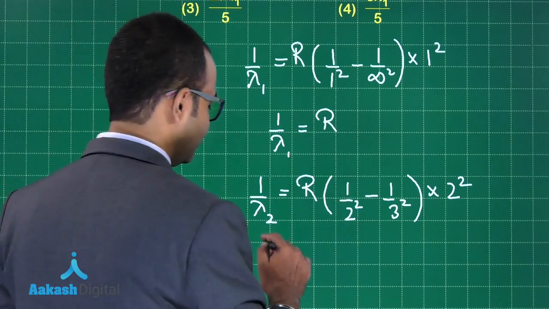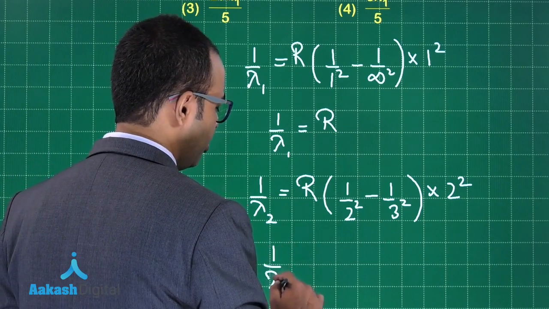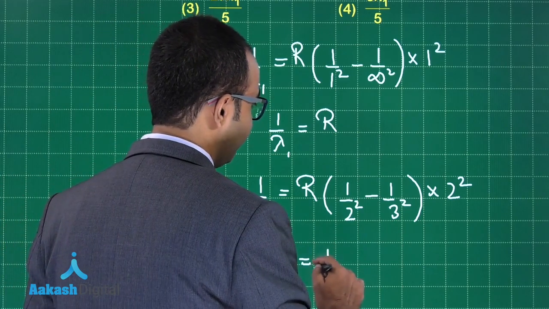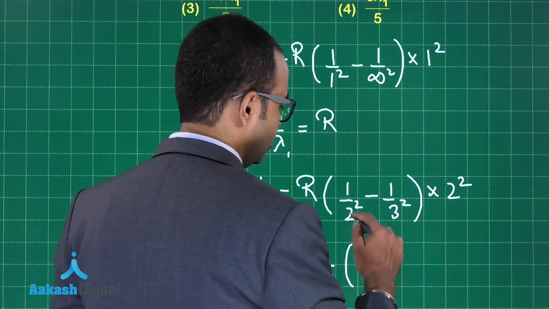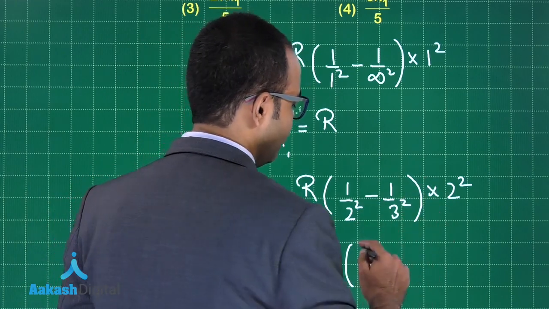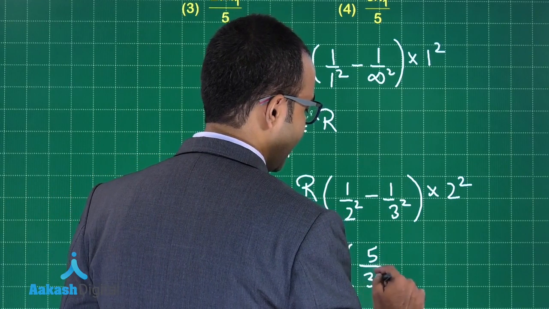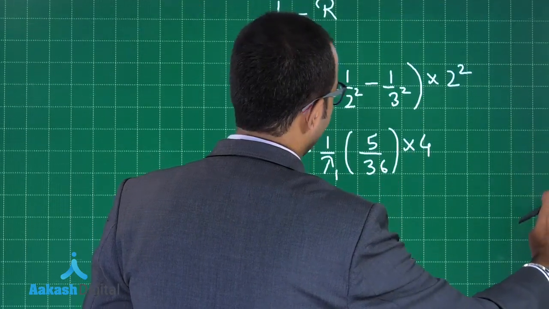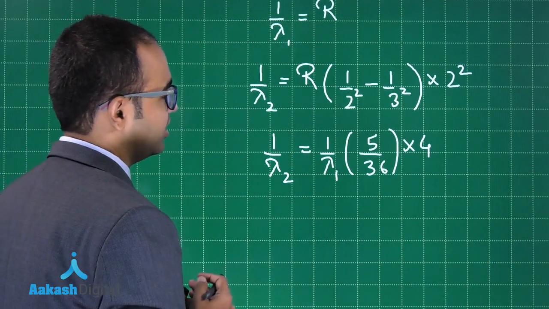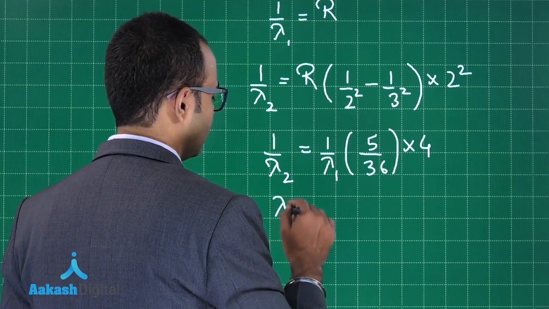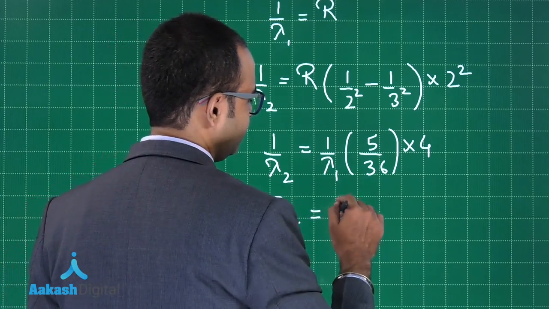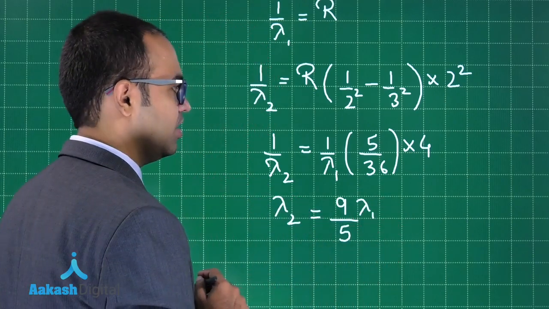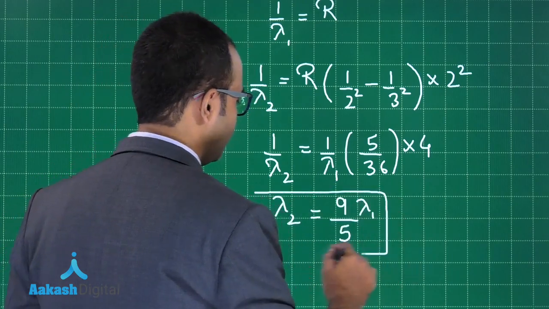So what we'll have here is, 1 upon lambda 2 is equal to R, which we got as 1 upon lambda 1. So this, if we solve, we will get it as 5 by 36 into 4. So the value of lambda 2 would be 9 lambda 1 by 5. Okay. Is this clear, guys? So this is our answer.